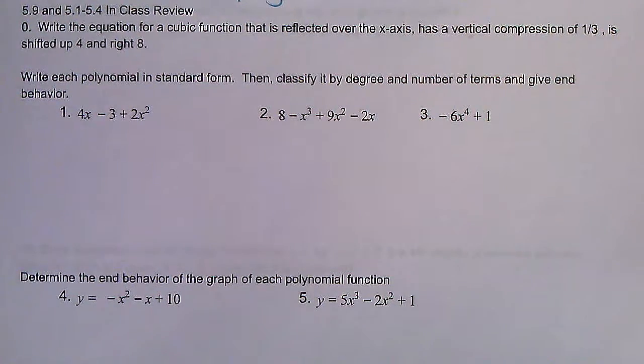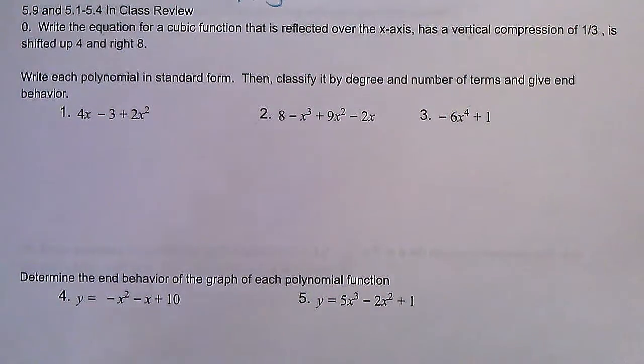So the first thing I want you to do is grab all of your notes from 5.9 and 5.1 through 5.4. If you don't have out your notes, go ahead and pause this and wait until you get out your notes. But now that everybody has their 5.9 and 5.1 through 5.4, all the A's and B's notes, we're going to get started.